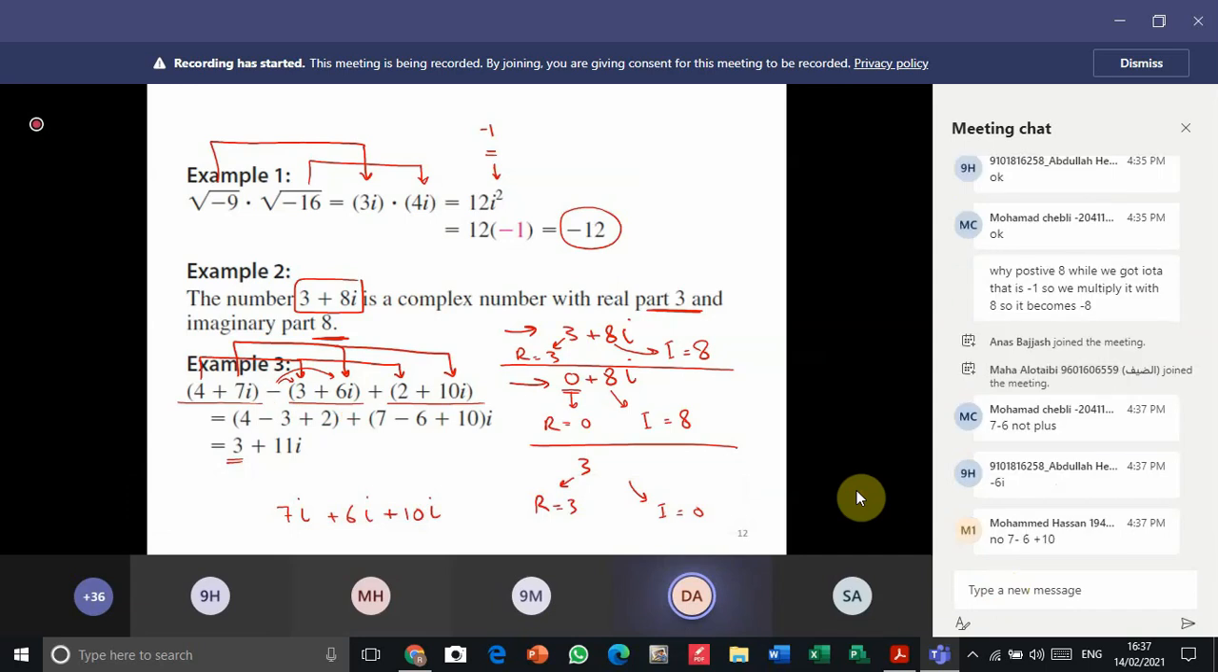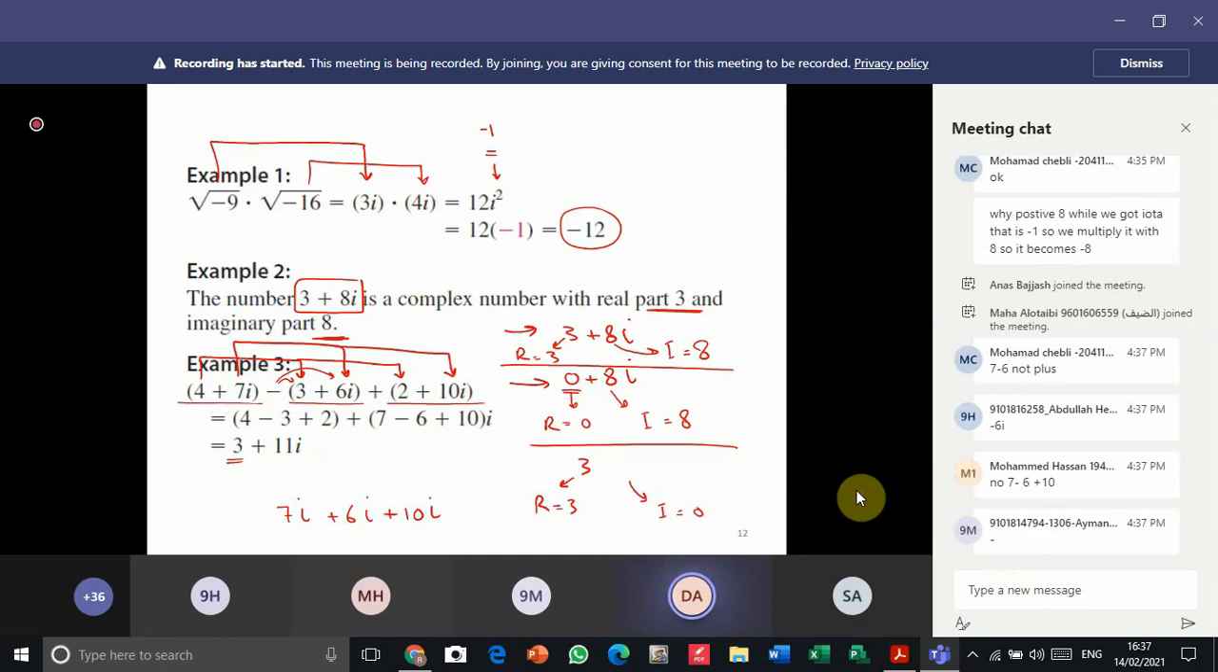Why not plus 6? Because we have a negative outside the brackets. We must multiply the negative. Don't forget, multiply first. After that, add. So firstly, simplify. Any number outside the brackets, we must put inside and multiply in each term. So this is not positive 6, it is negative. 7 minus 6, we have 1. 1 plus 10, so we have 11i.